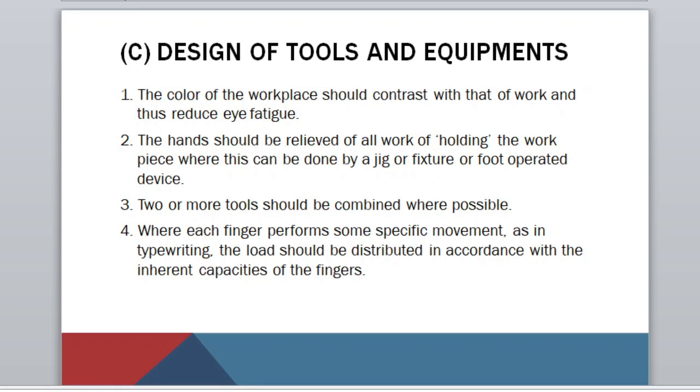Again, there are a lot of equipment or machines that can hold materials. For example, with metals, you should not have to keep holding them because they are heavy. So you need equipments, you need machines to hold the materials or the item. Next is two or more tools should be combined where possible.